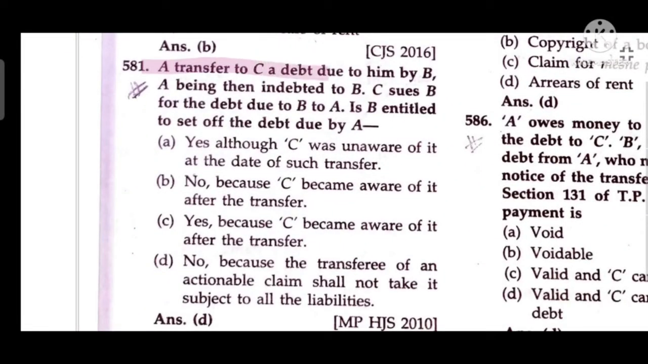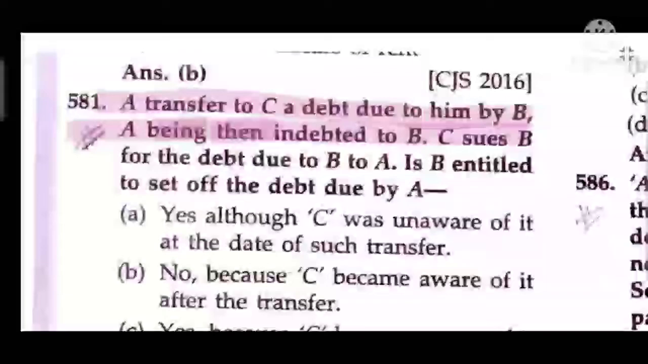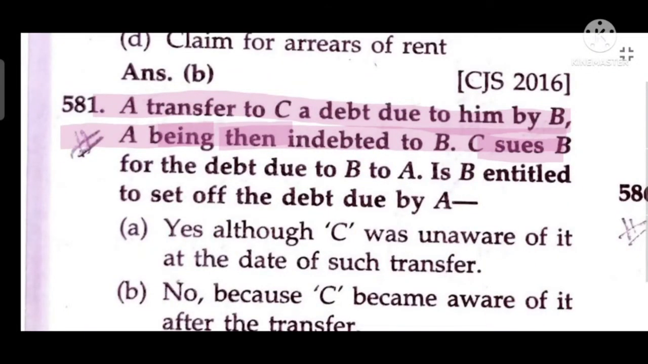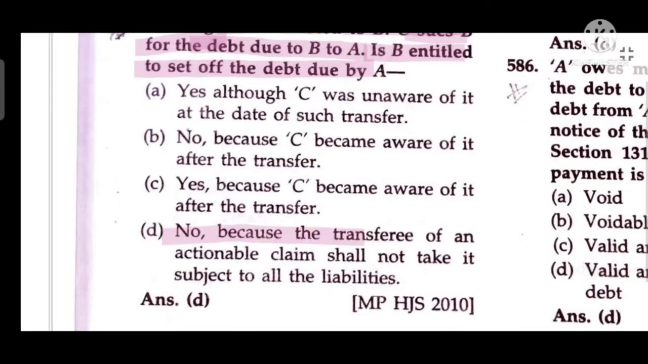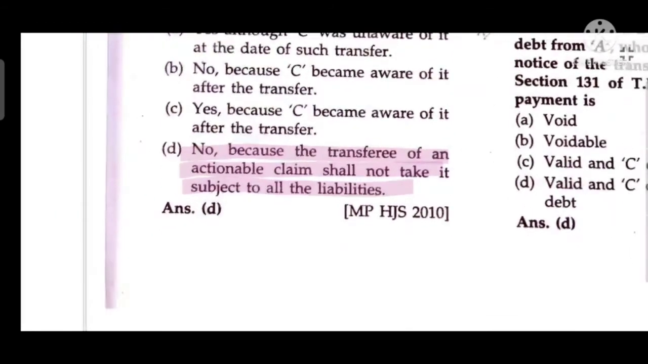A transfers to C a debt due to him. A being then in debt to B, C sues B for the debt due by B to A. Is B entitled to set off the debt due from A? No, because the transferee of the actionable claim shall take it subject to all the liabilities.